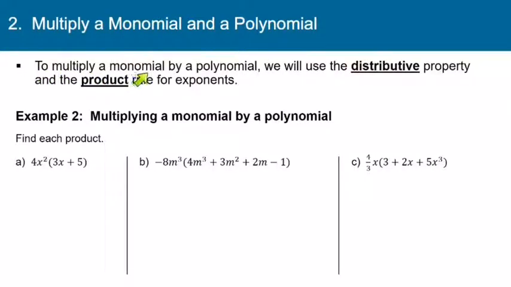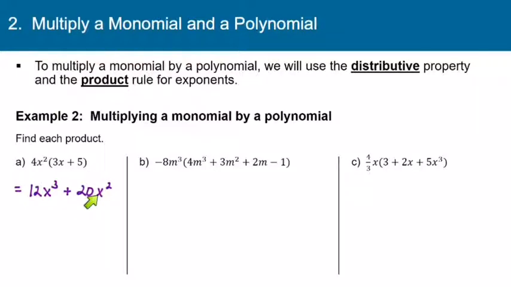Now, if we want to multiply a monomial by a polynomial, we'll use the distributive property and the product rule at the same time. So here in example 2, the instructions say find each product. So we will be distributing 4x squared into this pair of parentheses. So we'll have to multiply 4x squared times 3x, and then we'll do 4x squared times 5. 4x squared times 3x would be 12x to the third, because 4 times 3 is 12, and x squared times x is x to the third.